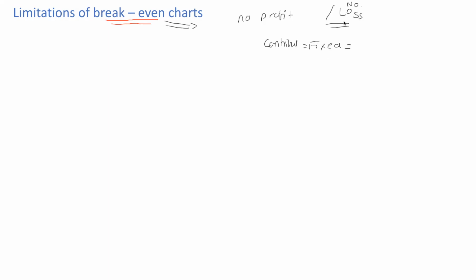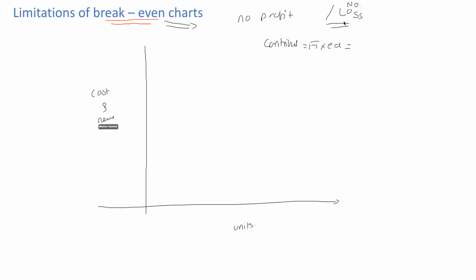Let's do it properly. If this is my y-axis and this is my x-axis, this would represent the number of units and this could represent the cost and revenue. This is my fixed cost. Fixed cost is a cost that you have to incur irrespective of the number of units that you produce. And your total cost is always made up of total variable cost plus total fixed cost.